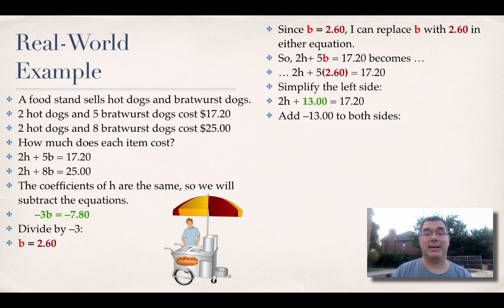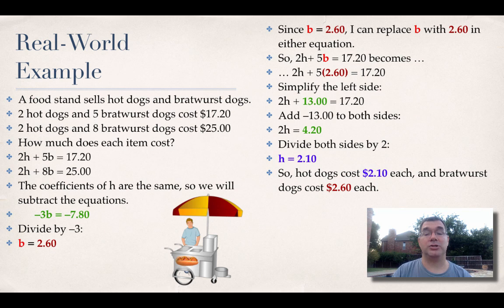And if I add the negative $13 to both sides, just to get rid of it on the left-hand side, I have that 2 hot dogs cost $4.20. Divide by 2, and I get that 1 hot dog costs $2.10. So I now know that hot dogs cost $2.10 each, and bratwurst dogs cost $2.60 each.